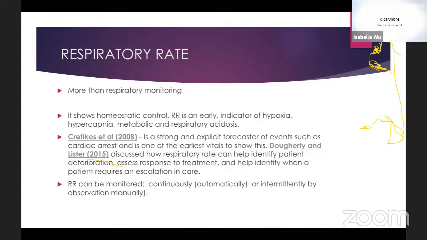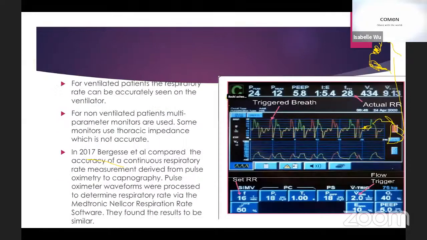And we do know that when we count the respiratory rate, we're better able to detect patients who are about to deteriorate. It can be monitored continuously using a multi-parameter monitor or intermittently by observing and counting manually. The thing about the monitors, though, is that when you're looking at the absolute values you see on your monitor, it depends on how that value is being obtained by that particular monitor. Some monitors use thoracic impedance, which is not very accurate.